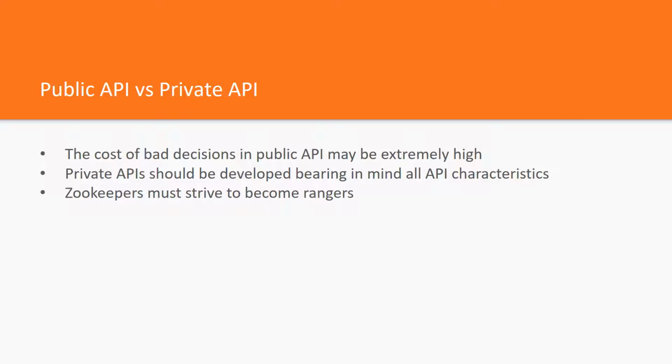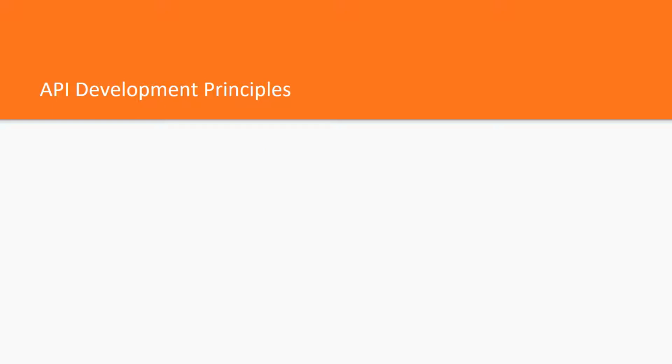Thus, all the techniques we will discuss in this course are applicable to developing both private and public APIs. You can read more on the topic by following the links attached to this lecture. Okay, let's talk a little bit about API development principles. There are some development principles which help us to create APIs with great or at least satisfactory characteristics. Let's look at them more closely.